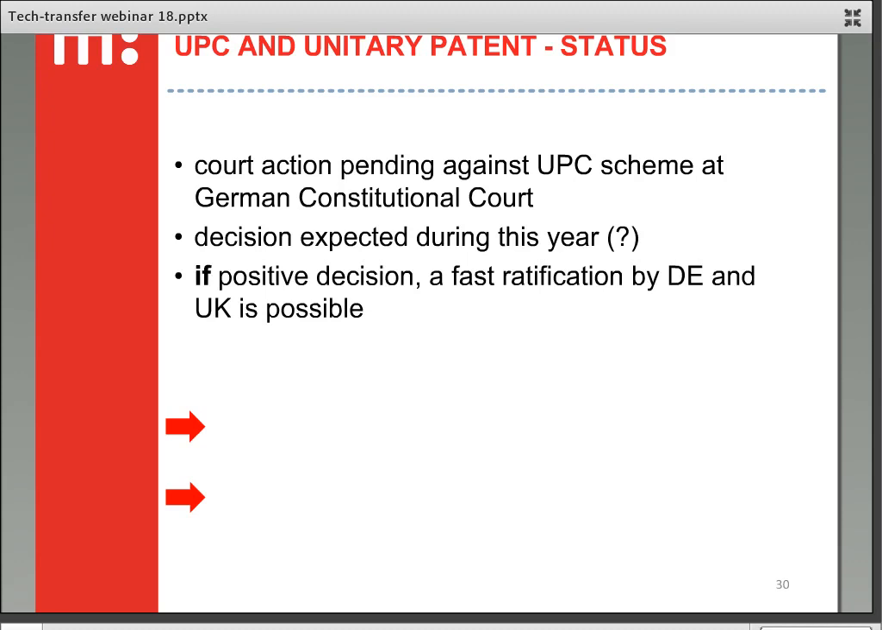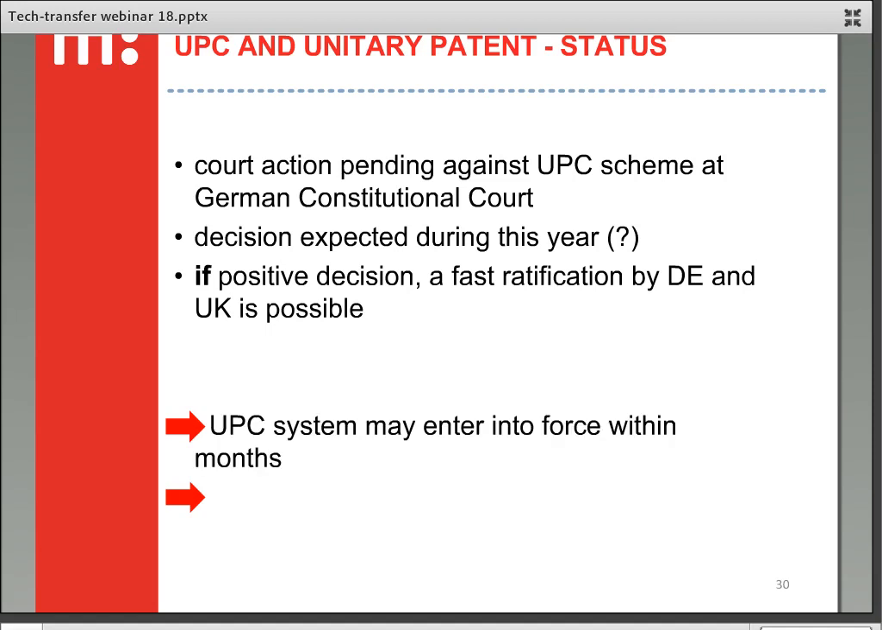And if the decision is positive, so that the unitary patent court system does not violate the German constitution, then we may in fact see a very fast ratification by Germany. And you know, this slide is already outdated because the United Kingdom ratified yesterday. So at the moment, the eyes are on Germany and whether the German Constitutional Court decides in favor or against the unitary patent system. If it is in favor, the system will enter into force within months.